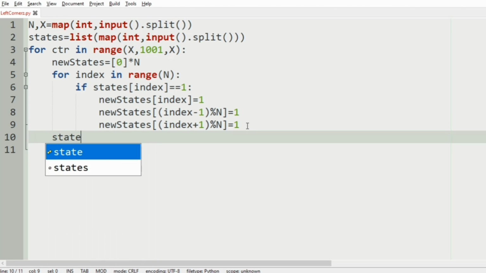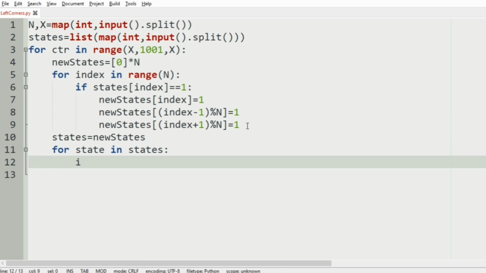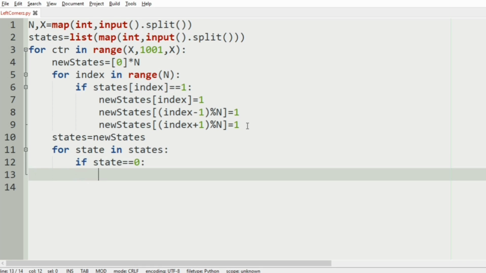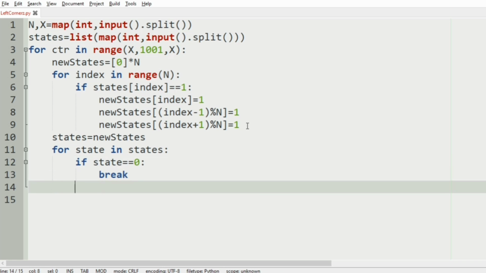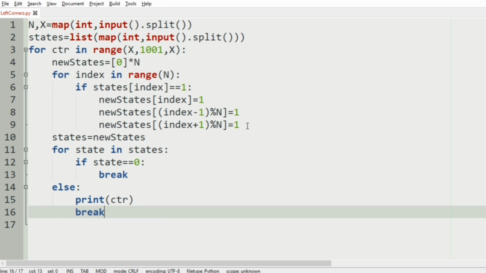So after changing the adjacent positions, the states is equal to new states, and now we check whether all the candles are lightened up. So for state in states, if the state is equal to 0 we use break, and in the else part we'll print the counter and use break.